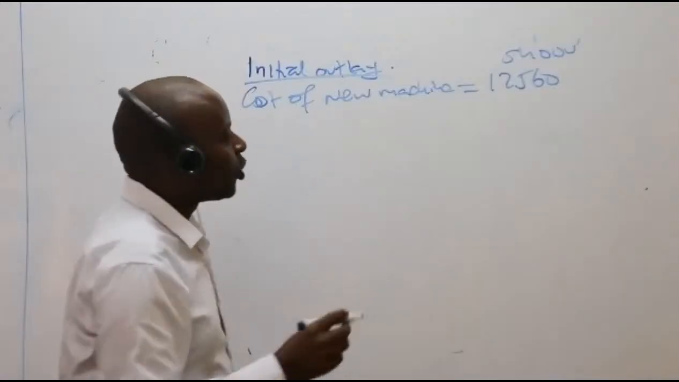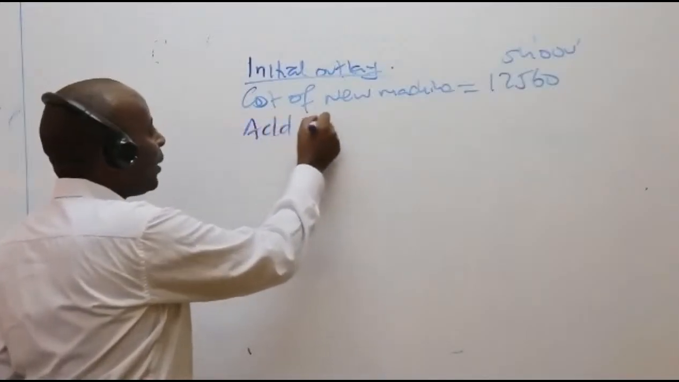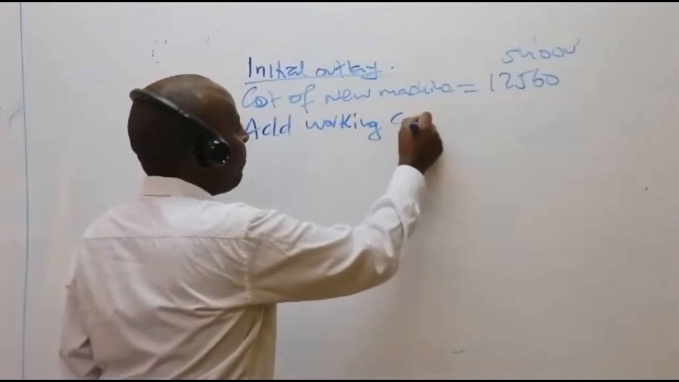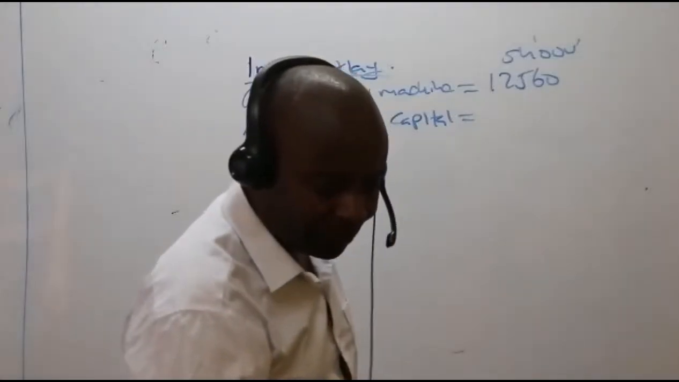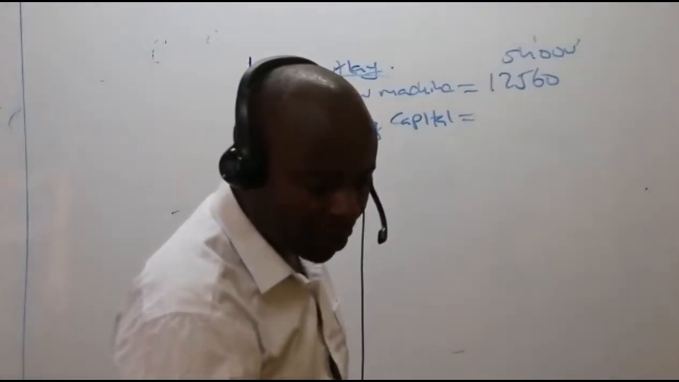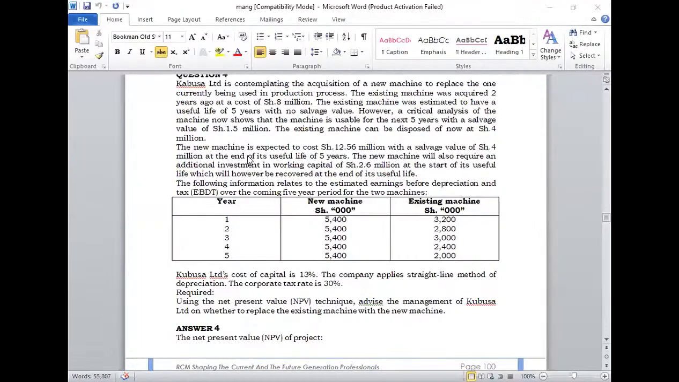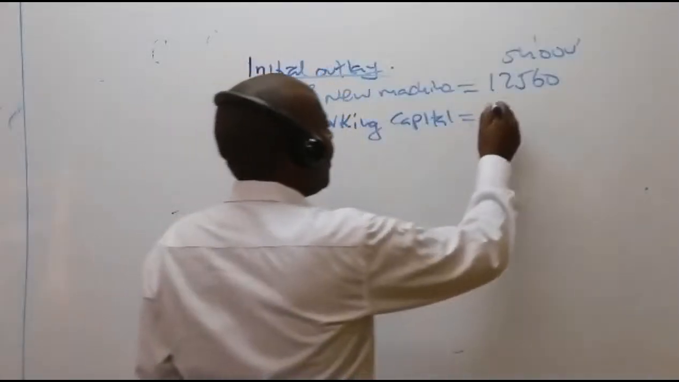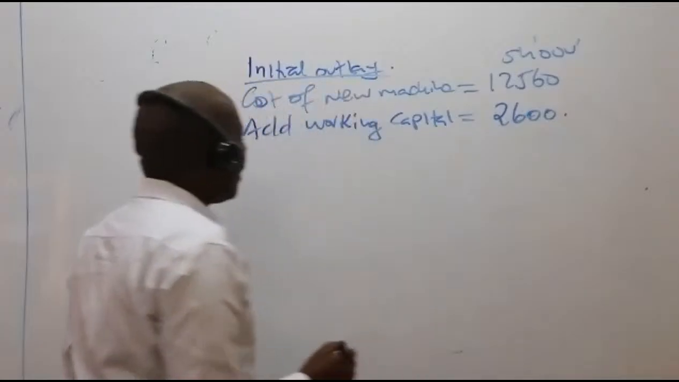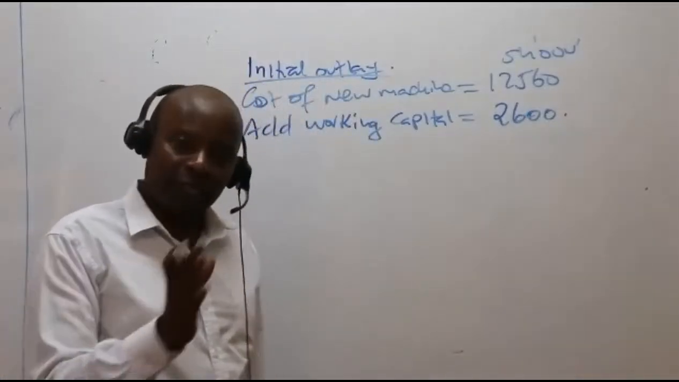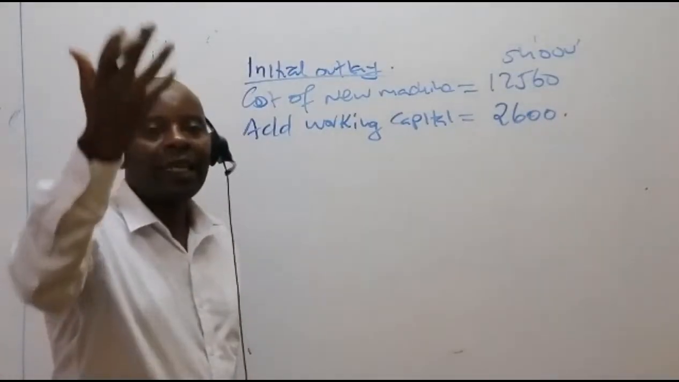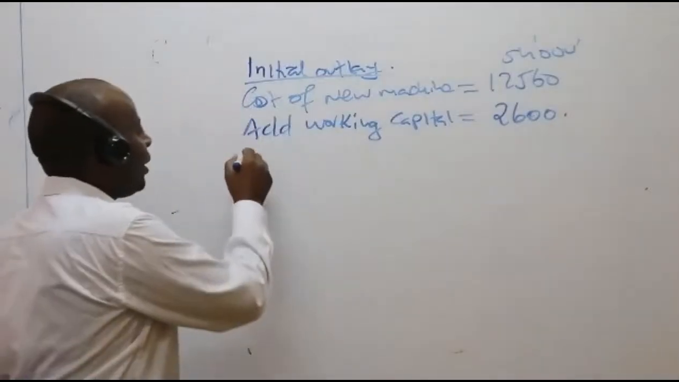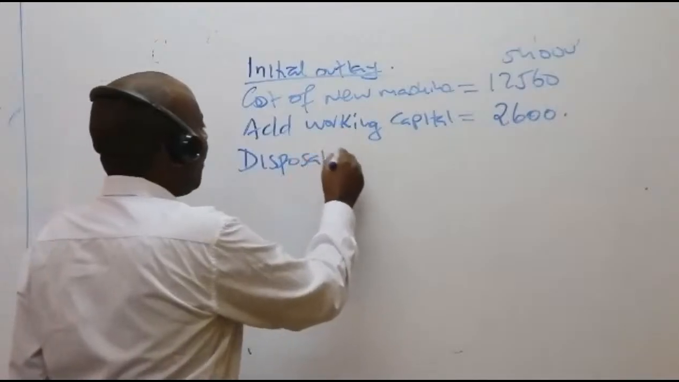There is working capital. So in this case, add working capital of 2,600. There is additional working capital of 2,600. Now, ladies and gentlemen, remember initially, should we decide to replace this machine today, we are going to get some relief. We're going to get some money out of selling our old equipment. So come and give us disposal proceeds.